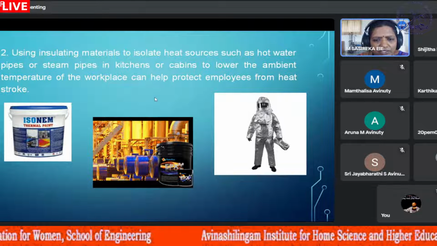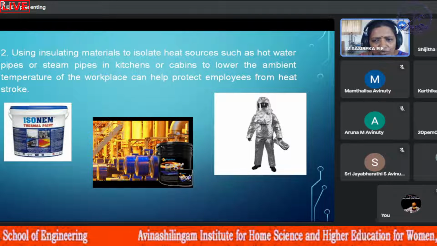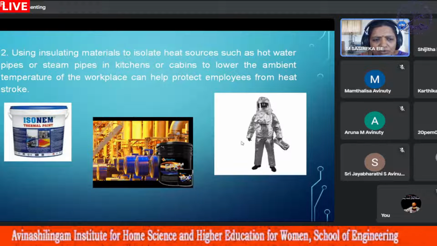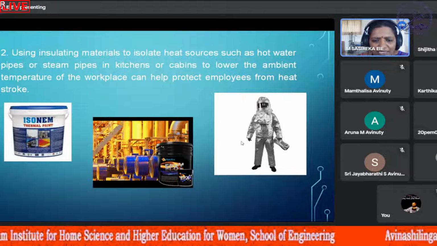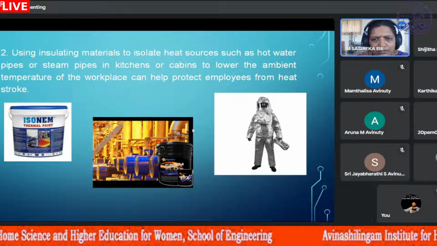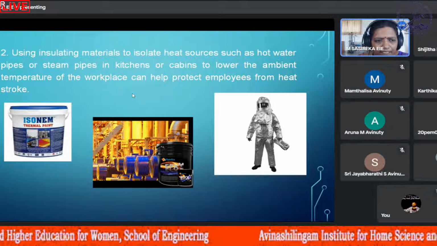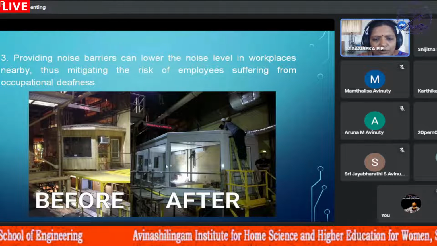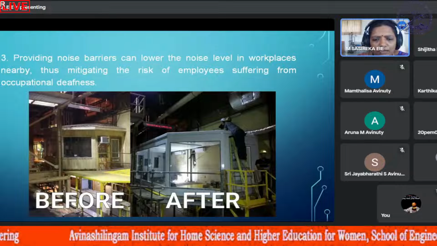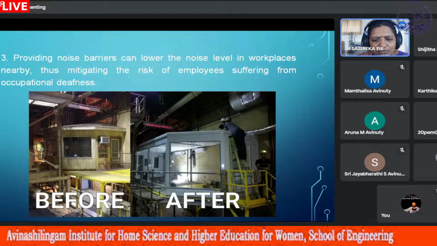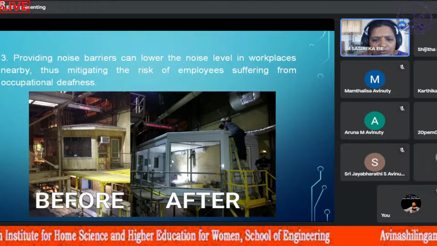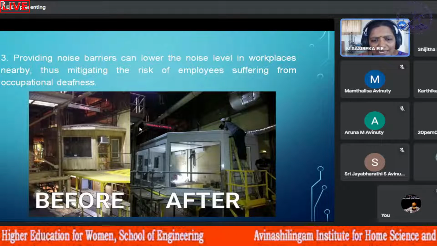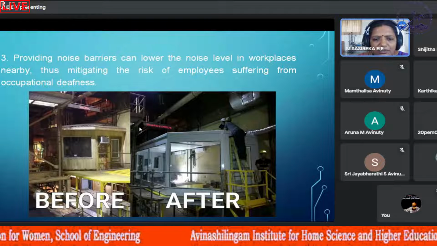So if there are any heat sources, then you have to isolate yourself from the heat. For x-rays, you can cover your body with x-ray shield clothes. And for sound, you can put soundproof doors or glasses so that the sound does not leak outside the area, so that it will minimize occupational deafness.